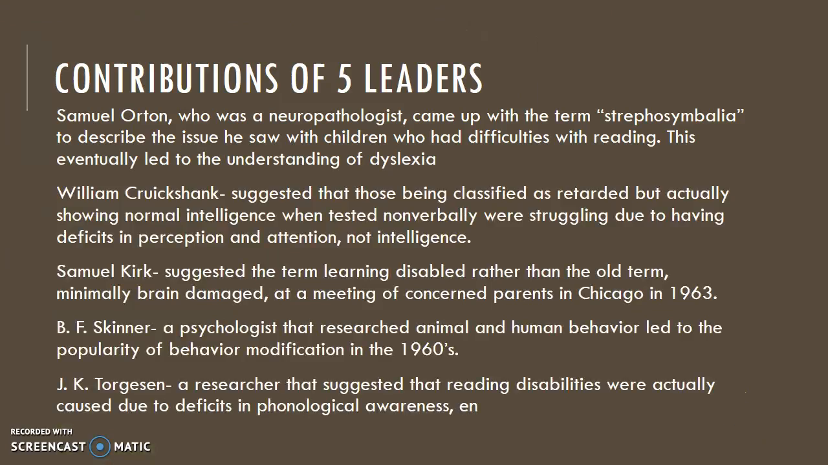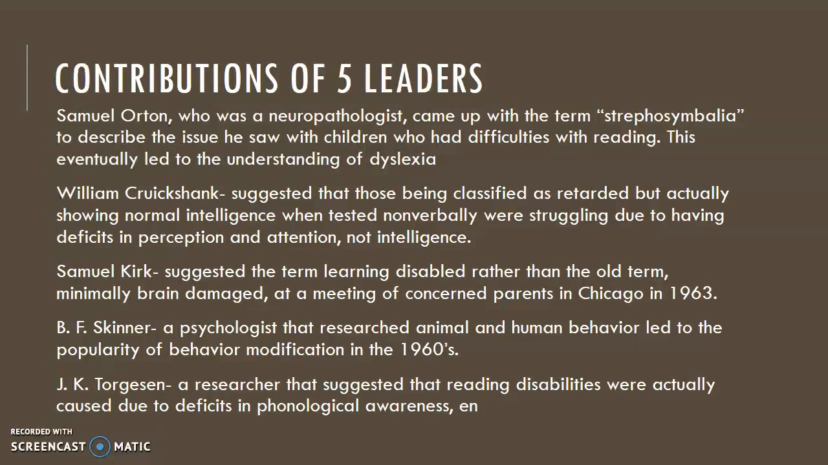The next thing I have is the contributions of 5 leaders in the field of special education. The first one was Samuel Orton, who I talked about during the last slide. He came up with the term strephosymbolia, and we ended up learning about dyslexia because of his discoveries. The next one was William Cruickshank. He suggested that those being classified as retarded were actually showing normal intelligence when tested non-verbally, but they were struggling due to deficits in perception and attention, not due to their intelligence.